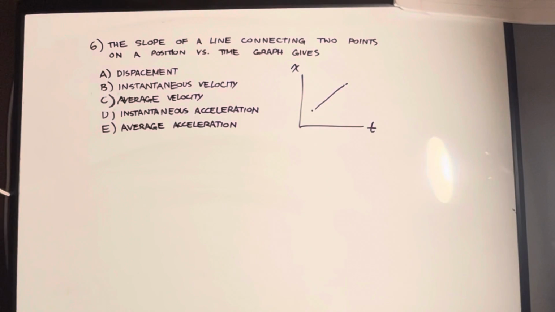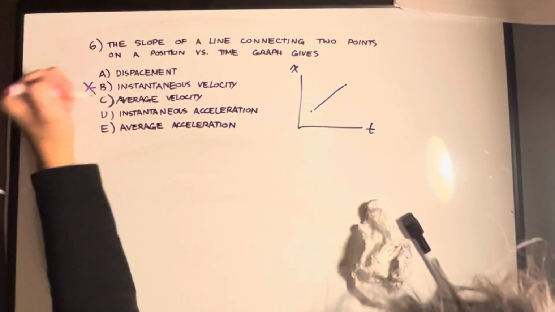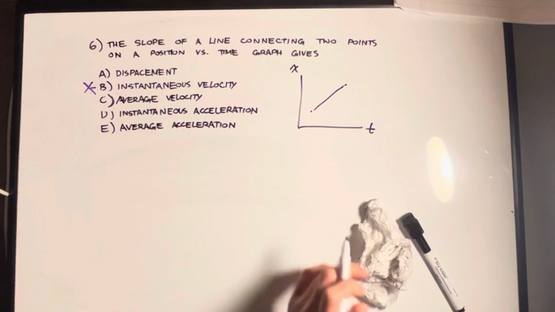Okay, number 6. The slope of a line connecting 2 points on a position versus time graph gives, and we have a set of options. My first choice was B, which is incorrect. I don't know why I chose B, but I did.